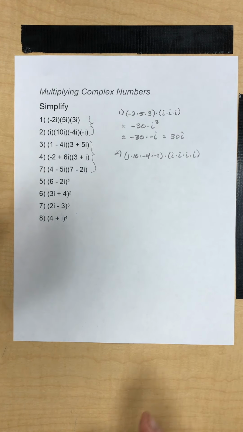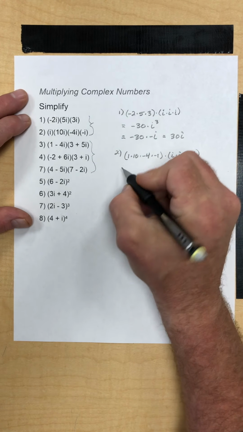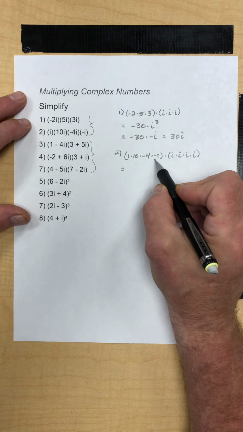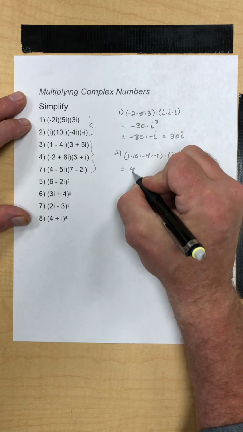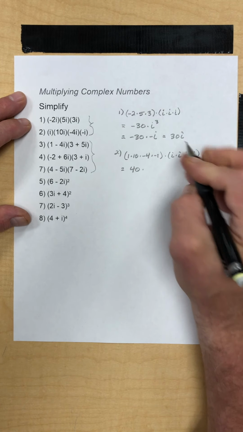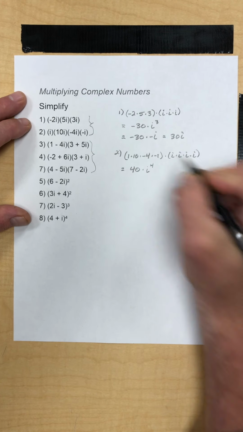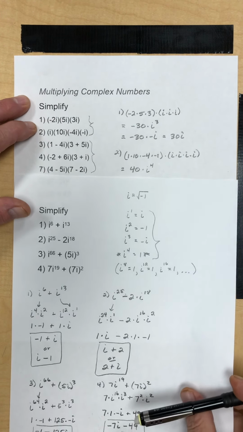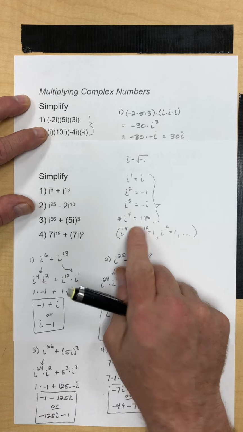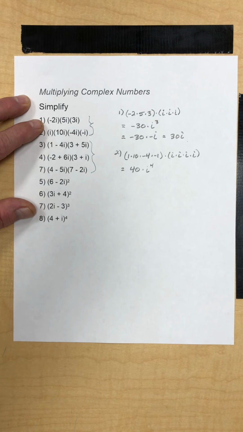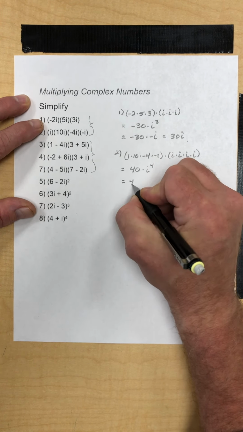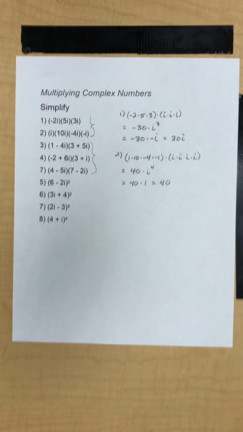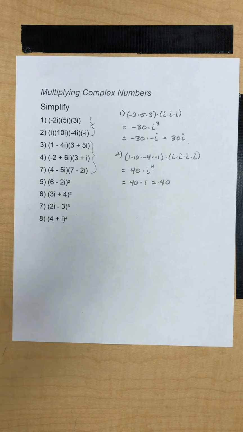And again, I do that in my head. It's okay if you write it on paper. There's nothing wrong with that. Okay, so let's see. Negative times negative is a positive. So it looks like I'm going to get 40. And then notice this is I to the fourth. And remember, I to the fourth, because 4 is a multiple of 4, I to the fourth is 1. Okay, so I get 40 times 1, which obviously is just 40. Okay. Got the first two out of the way.